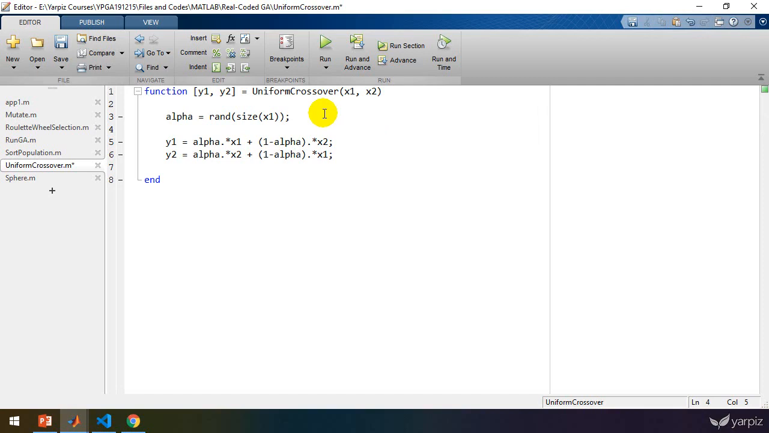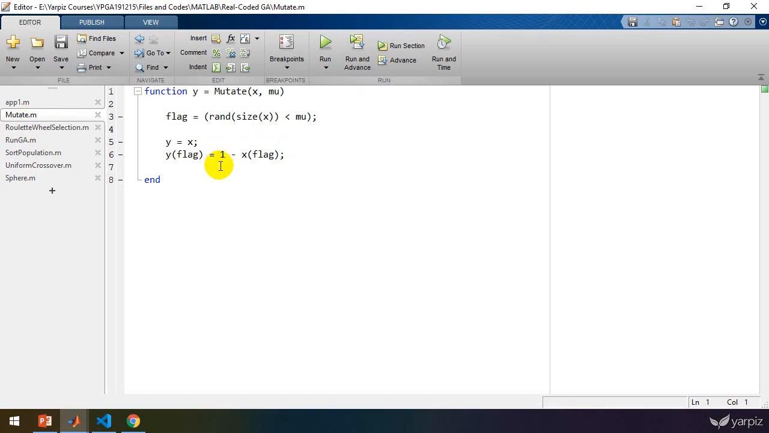However, if you want, you can add a level of gamma to this to increase the efficiency and exploration ability of the algorithm. We will do this in the next step. For now, it's enough, I think. And for mutation, we have a flag which tells us in which indices we're going to change the value of decision variables. Here, we must change this line to change the mutation level. However, we need another parameter here, sigma, the step size. I'm going to add sigma here, and I'm going to change this.